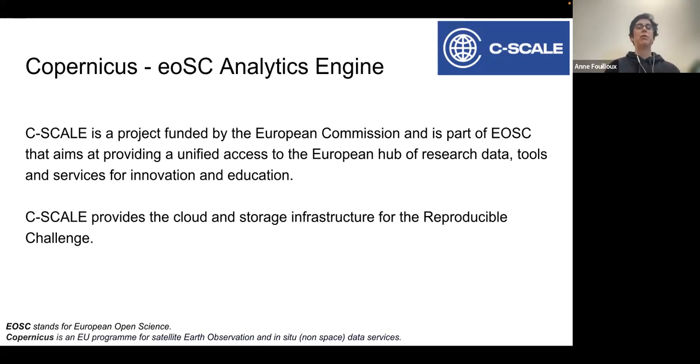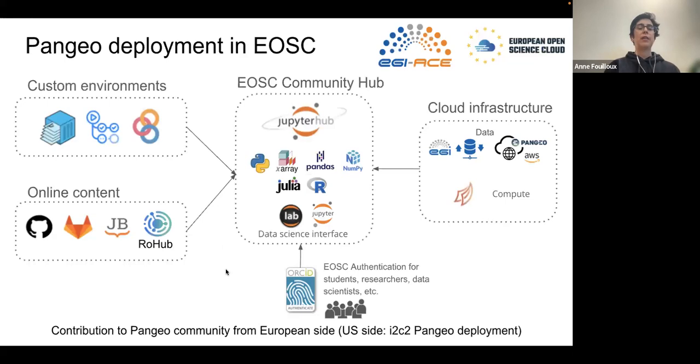So as part of the C-Scale project, we will be using the cloud and storage infrastructure they have deployed for you and for running the Jupyter notebooks. So maybe next slide. This is what we call the Pangeo deployment on the European Open Science Cloud.